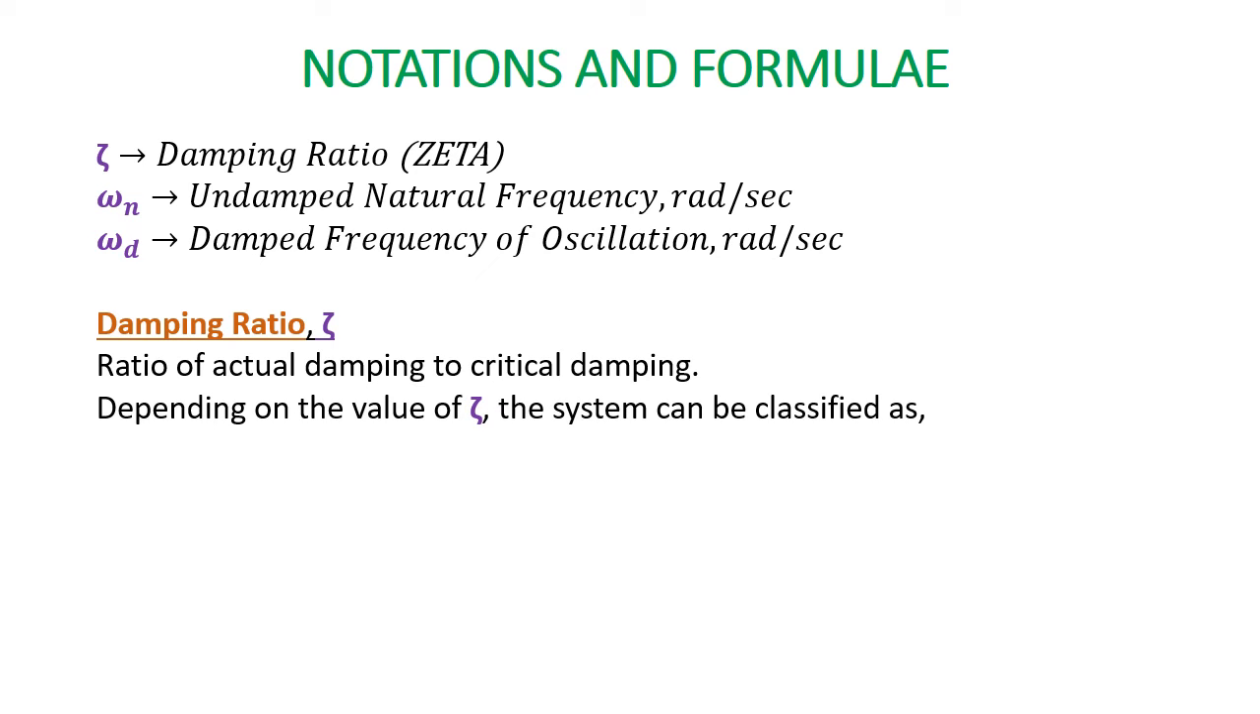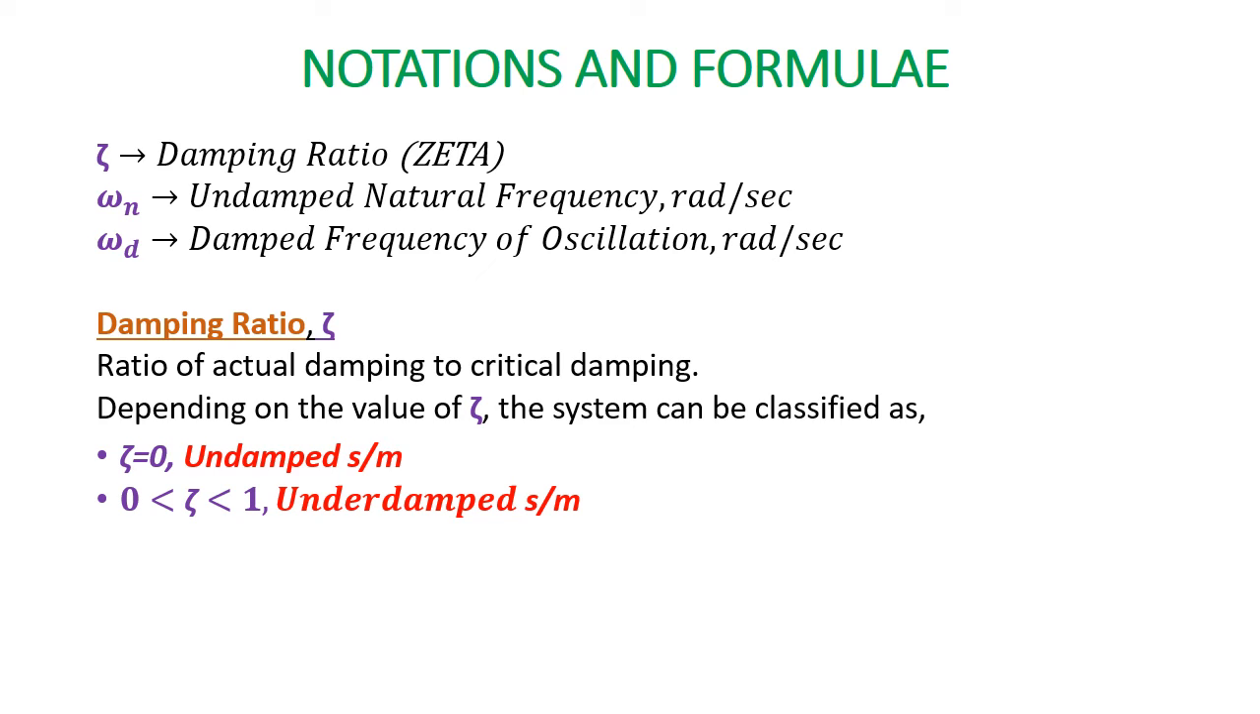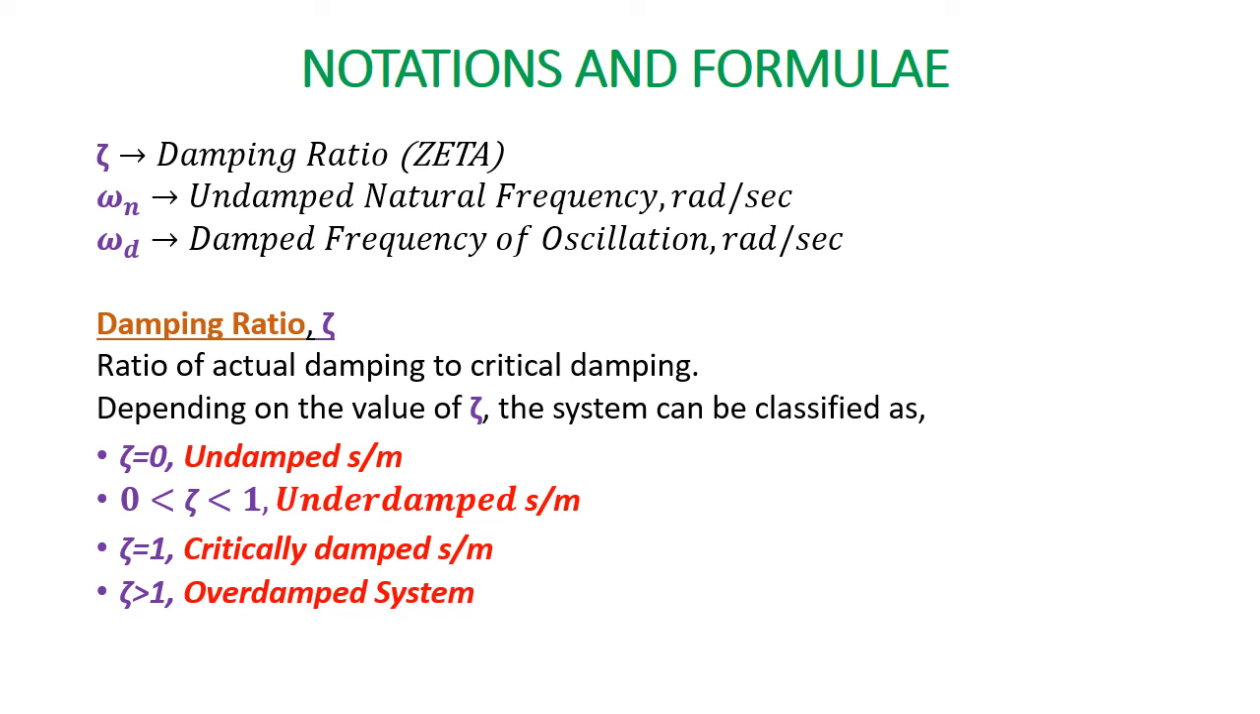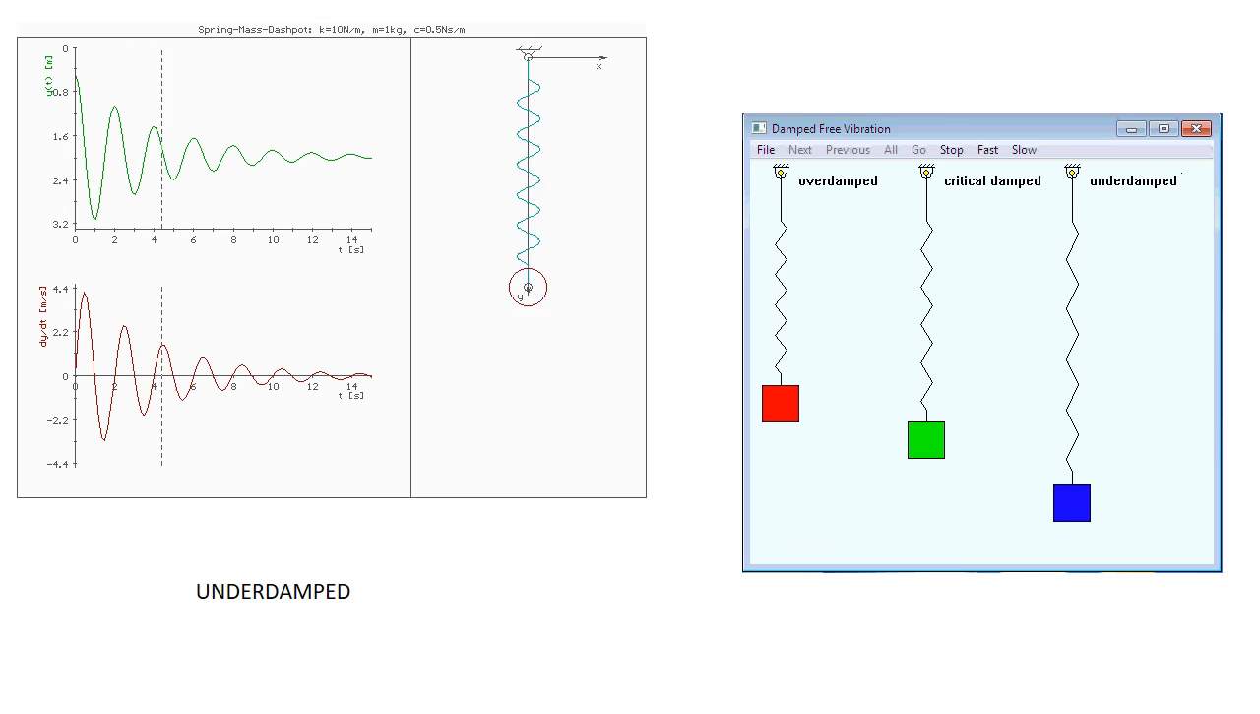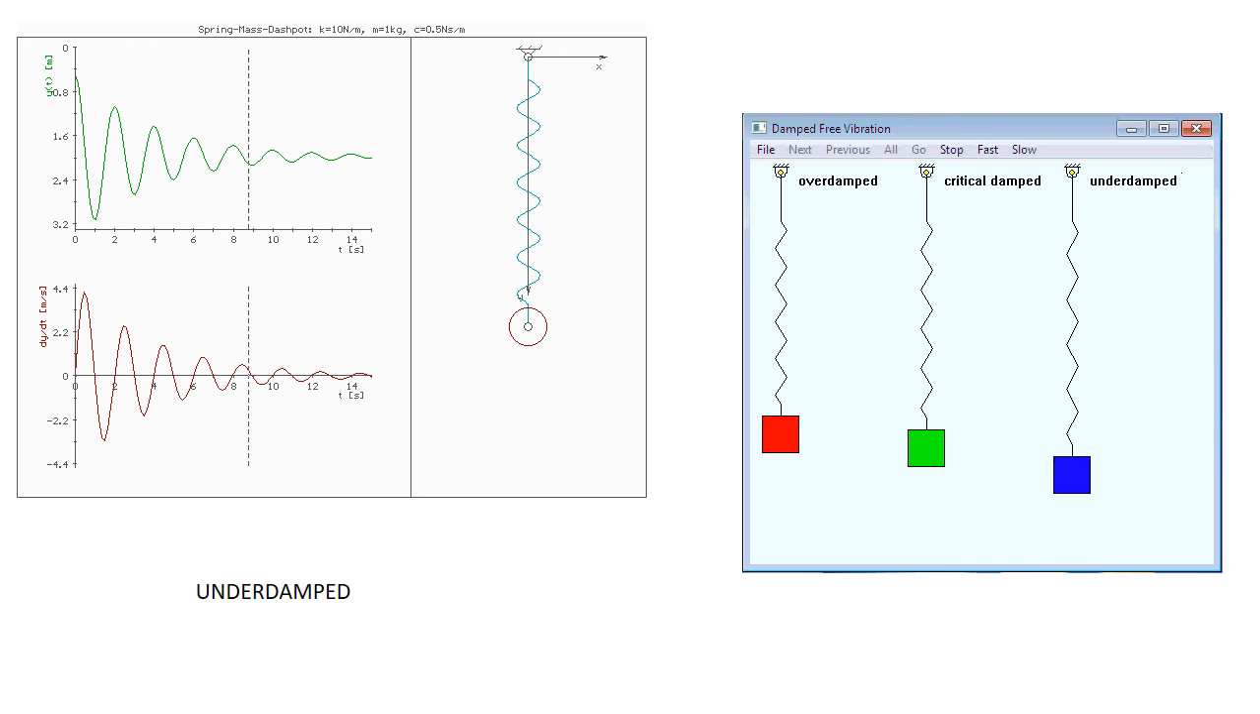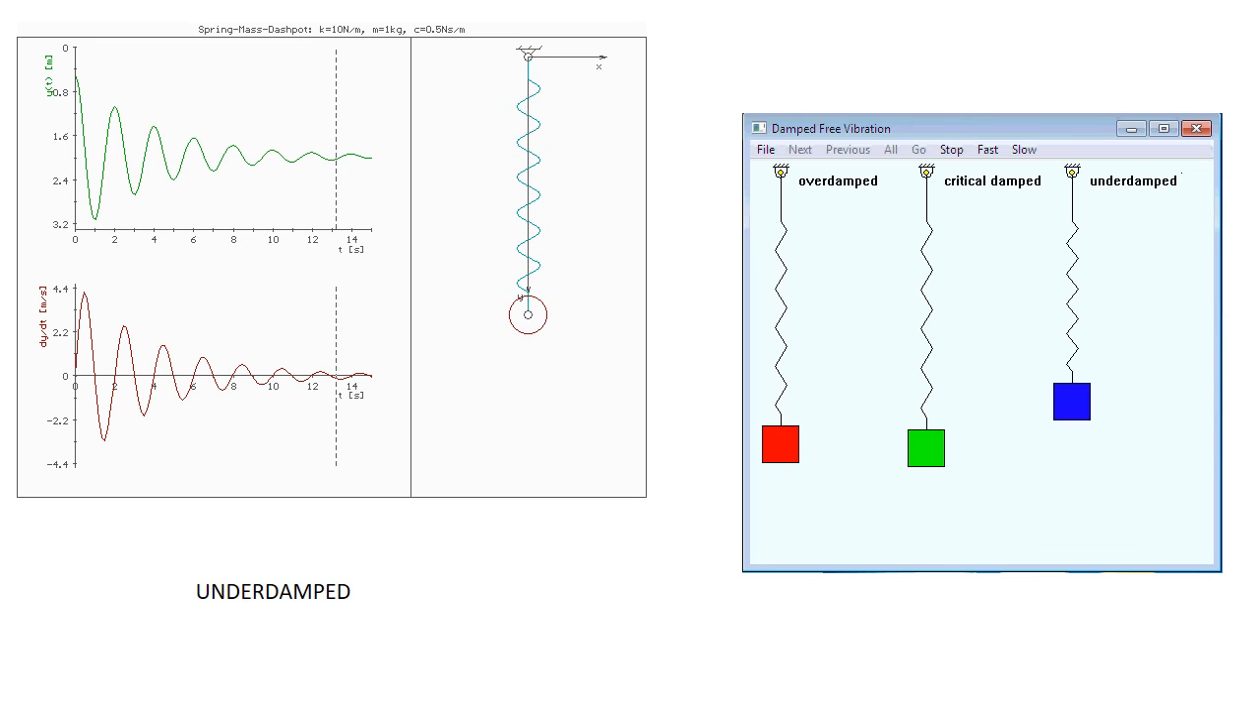Depending upon the value of zeta, your system can be classified as an undamped system when the zeta value is equal to 0. If the value of zeta lies between 0 and 1, then the system is called an underdamped system. If zeta value is equal to 1, the system is called a critically damped system, and when it is more than 1 we call it an overdamped system. These are the 4 categories of your system based upon the value of zeta. Now we can see here, a critically damped system has reached the final value. Underdamped system is a process of oscillation, and overdamped system damps very quickly.